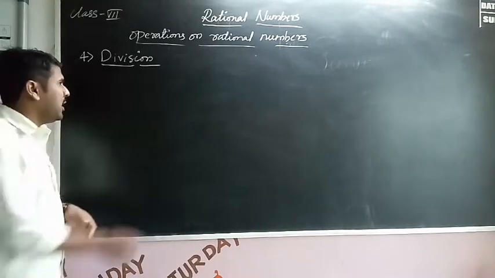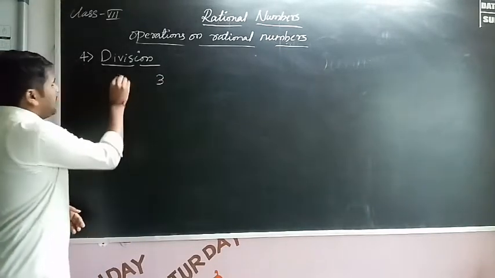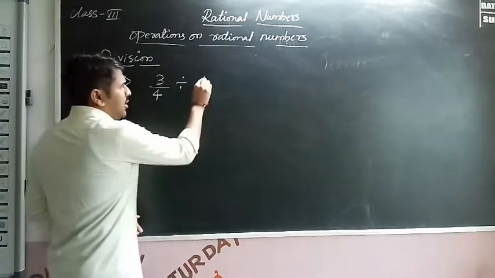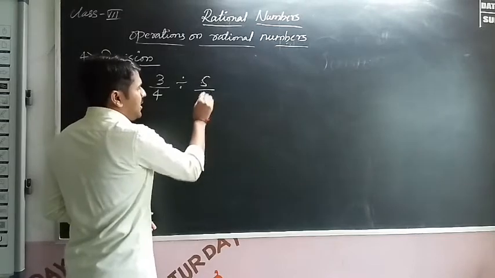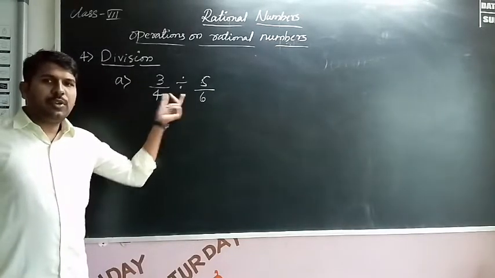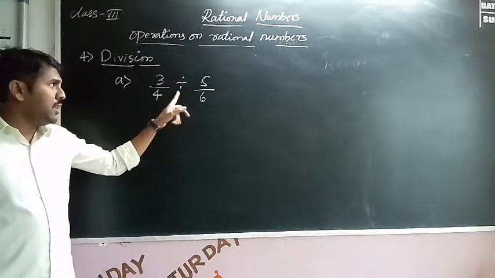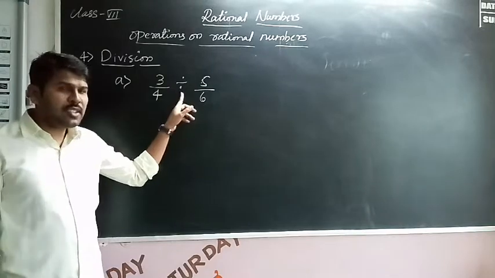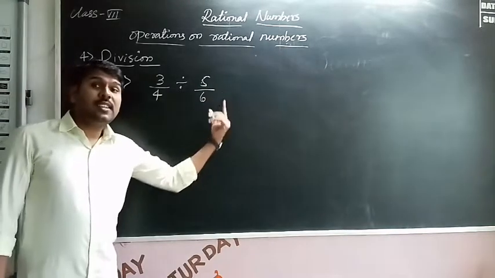So you already know that 3 by 4. So take the first one, 3 by 4 divided by 5 by 6. So here the division sign is there. So how to divide the rational numbers? First remove this division sign. How to remove this? If you want to remove this, take the reciprocal of these rational numbers.